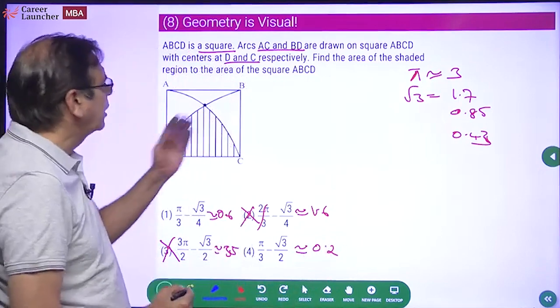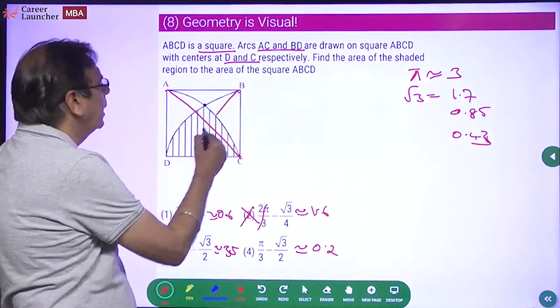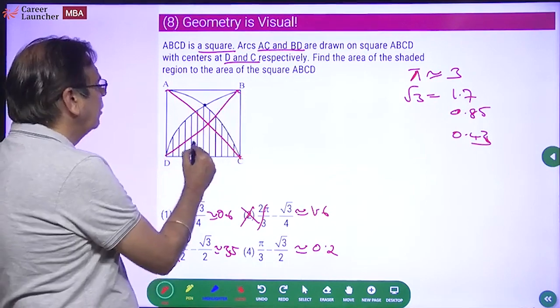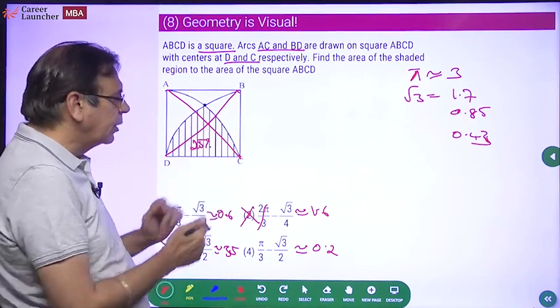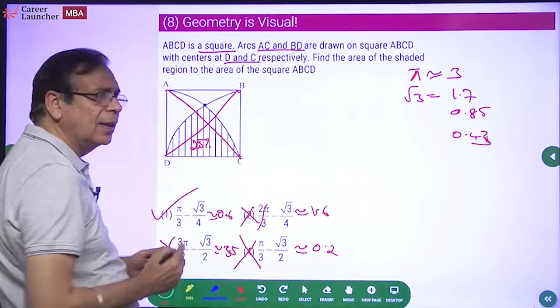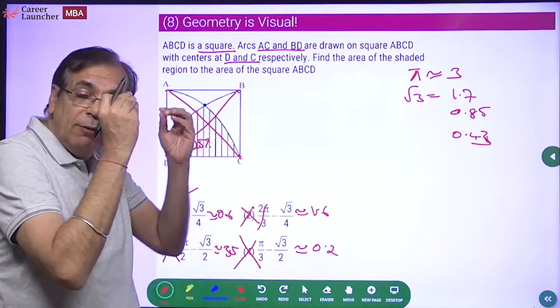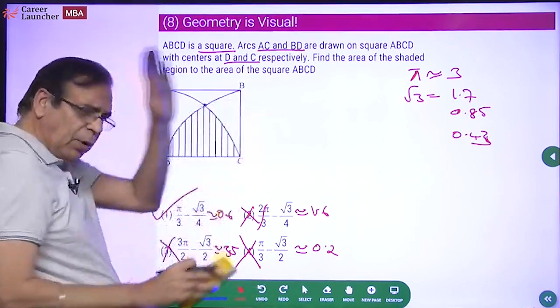Okay, now please look at this figure. What if I draw the diagonals AC and BD? Will this not be 25% or 0.25 of the total? So my answer should be greater than 0.25, hence this is wrong, and this is the correct answer. If you look at the figure carefully, visual inspection will give you an answer all the time. Not all the time, most of the time.